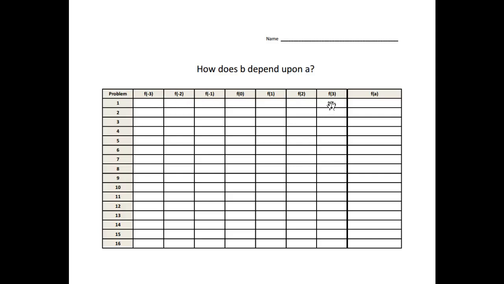And then when they find the correct rule, they can write it in this far right column labeled f of A. So I found for most students, this helps slow them down, helps them perhaps see the pattern that emerges if it's not obvious from the behavior of the dots.